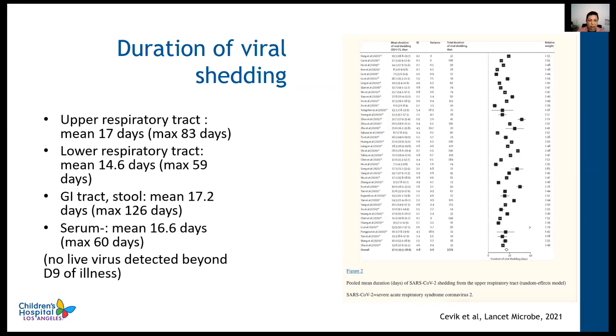So when they looked at these studies that were done, if you see here, the upper respiratory tract had a mean shedding duration of 17 days with a maximum of 83 days. And fewer studies included samples from the lower respiratory tract, stool, like GI tract, or serum. And they found that the lower respiratory tract had a mean shedding for 14.6 days with a max of 59 days. In the GI tract, primarily the testing was done from stool or rectal swabs, and there was a mean shedding for 17.2 days. And frequently they found that this was longer than shedding through the respiratory tract. And the max in this group of studies was 126 days. In the serum, they detected the SARS-CoV-2 RNA for 16.6 days with a max of 60 days.